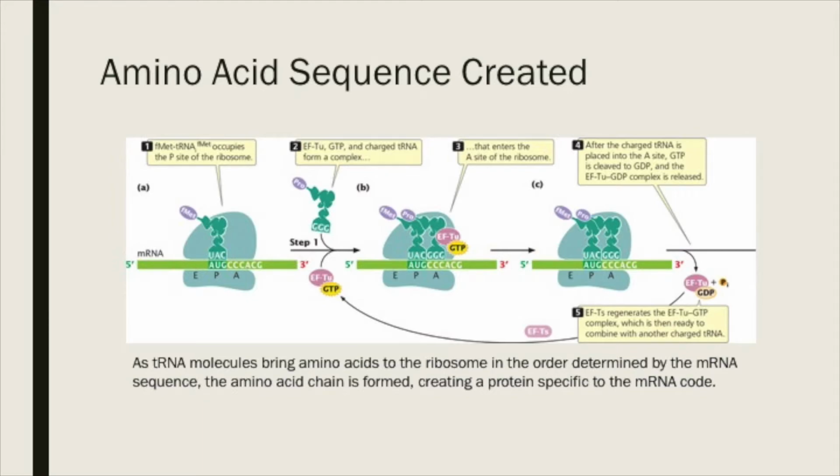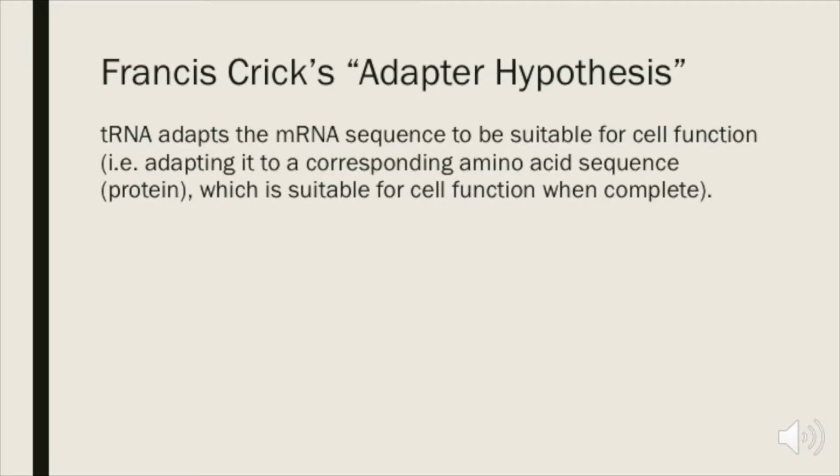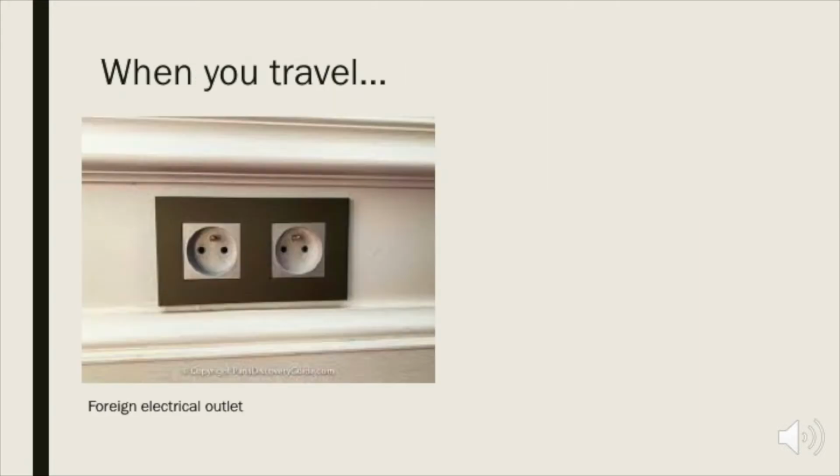The attachment of amino acids to the chain thus follows the sequence from the mRNA, which originated in the DNA. Francis Crick referred to his proposed function of tRNA as the adapter hypothesis because tRNA serves as an adapter between amino acid language and nucleotide language. Think about it this way.